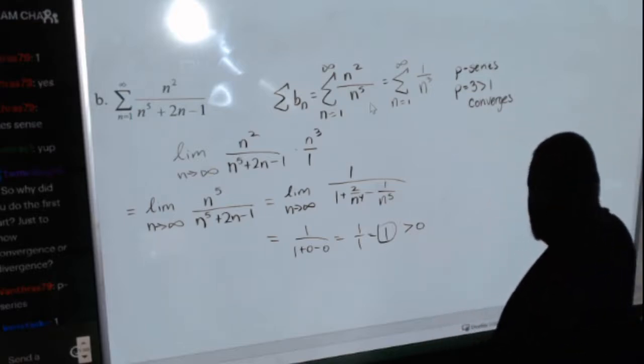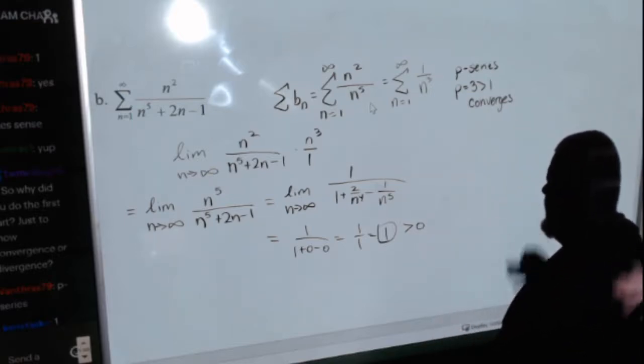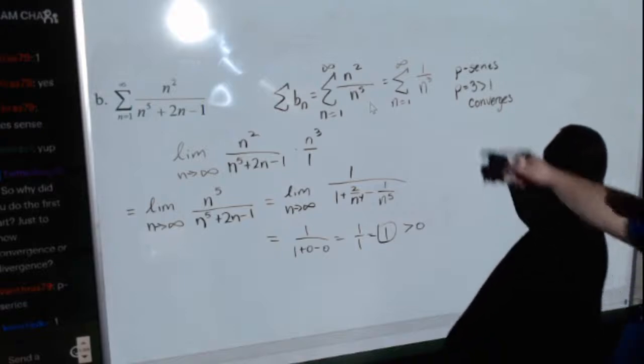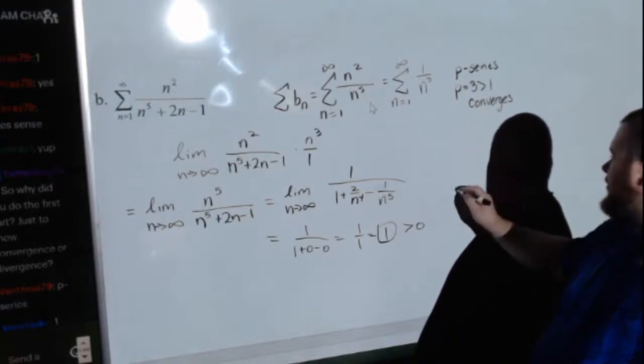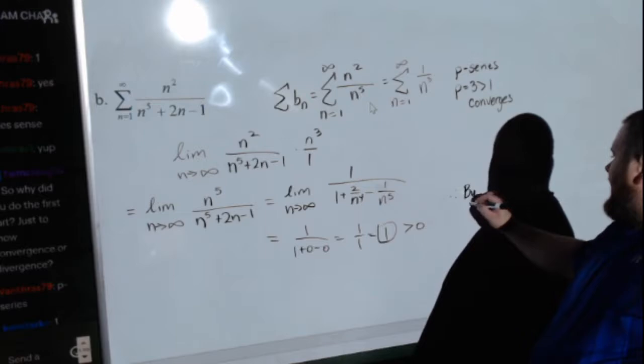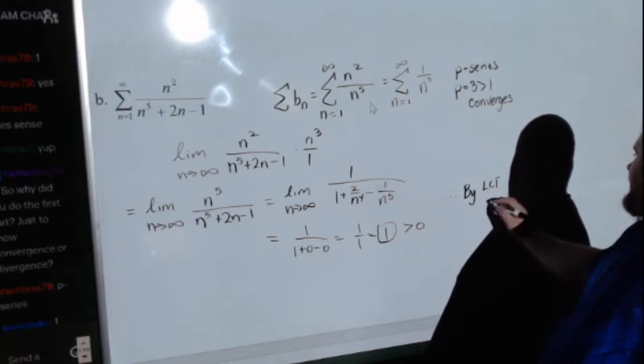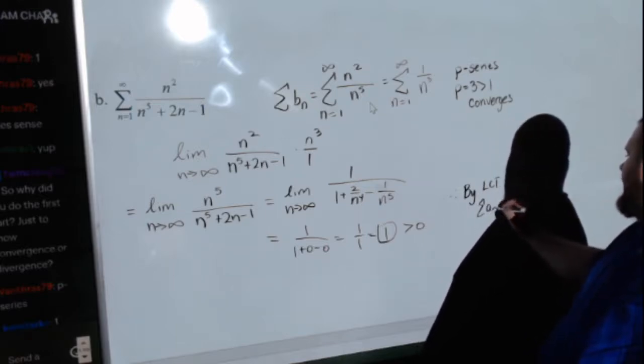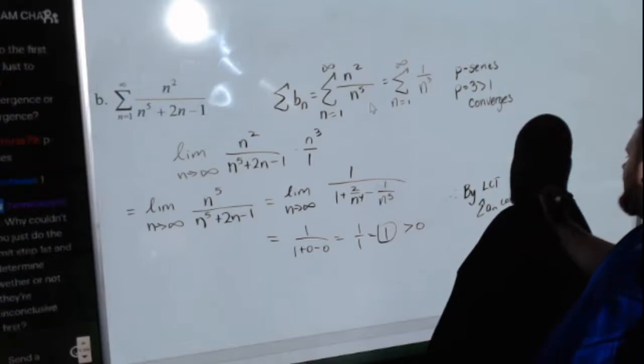And if that's the case, then both series do the same thing. The b sub n converged, therefore by limit comparison test, a sub n converges.